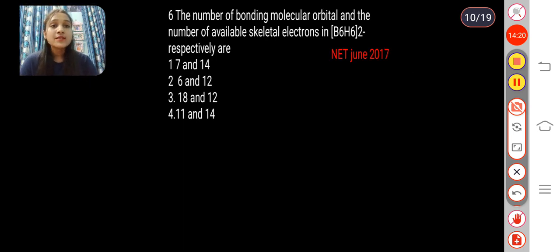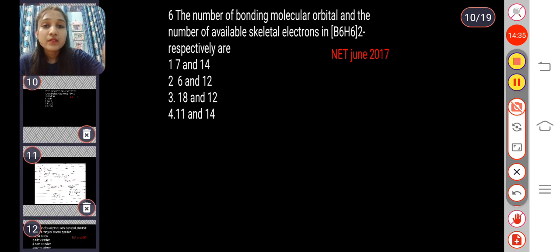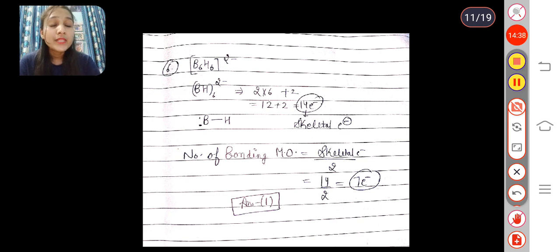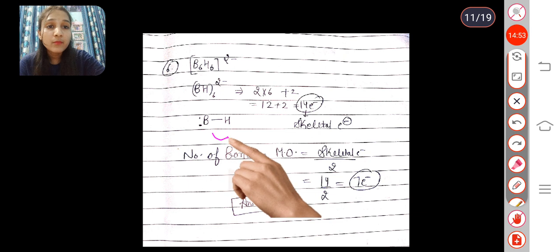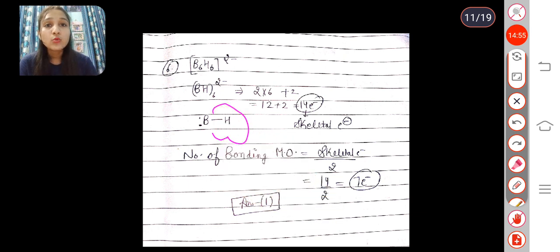Now the sixth question is, the number of bonding molecular orbitals and the number of available skeleton electrons in B6H6 2 negative respectively are. It's very easy to calculate skeleton electrons. Just come to the solution. For B6H6, you take 6 common, as 6 is common in both B and H. So (BH)6 2 negative. For BH, we have boron. In boron, we have a total of 3 valence electrons. One makes a bond with this H and is left with 2 valence electrons.